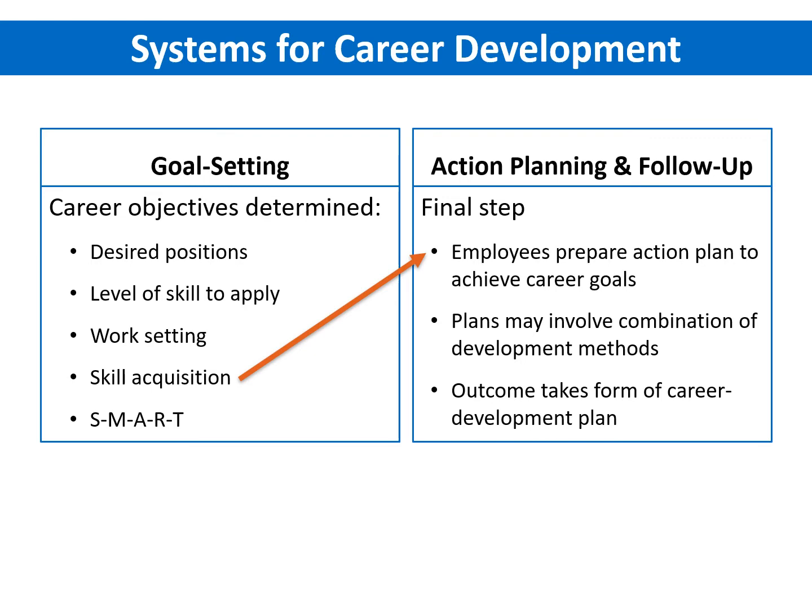Now, once we've gone through the process of assessment and obtaining feedback, we should be able to better understand where employees are potentially going to fit within the organization. So the next step in career development is goal setting. We're going to think about what types of positions we want to be in, what types of skills we are going to have to apply, what type of work setting I want to work in, and what types of skills I am going to need to make this happen. And then based upon all of this, we're going to set SMART goals.